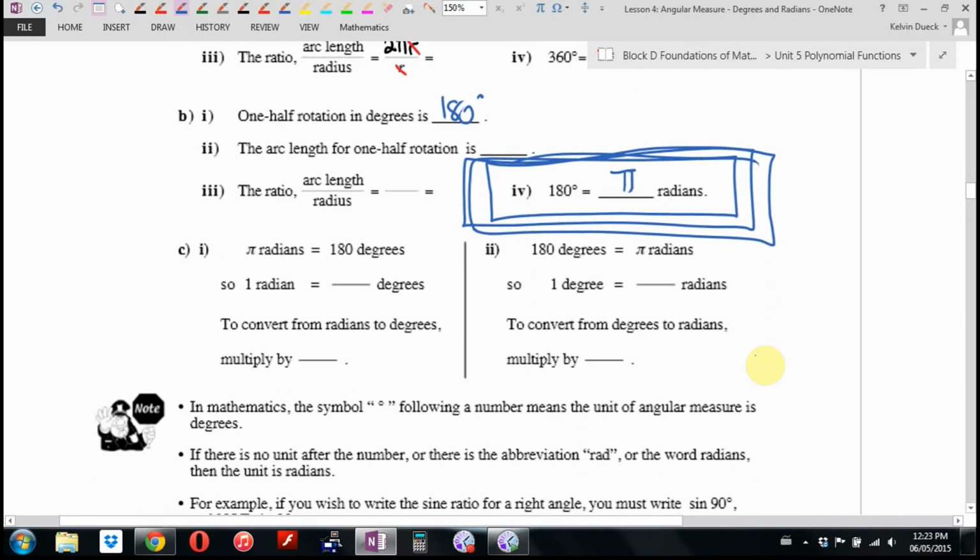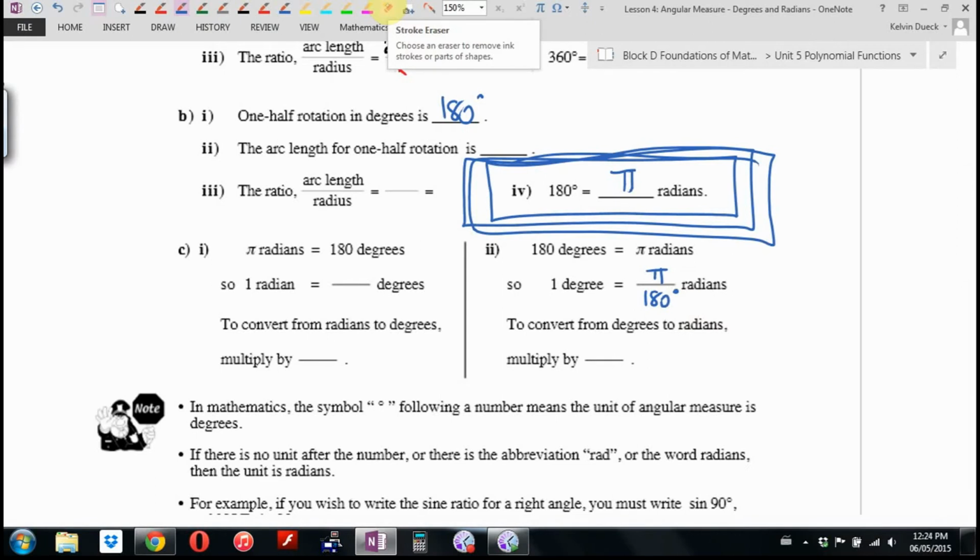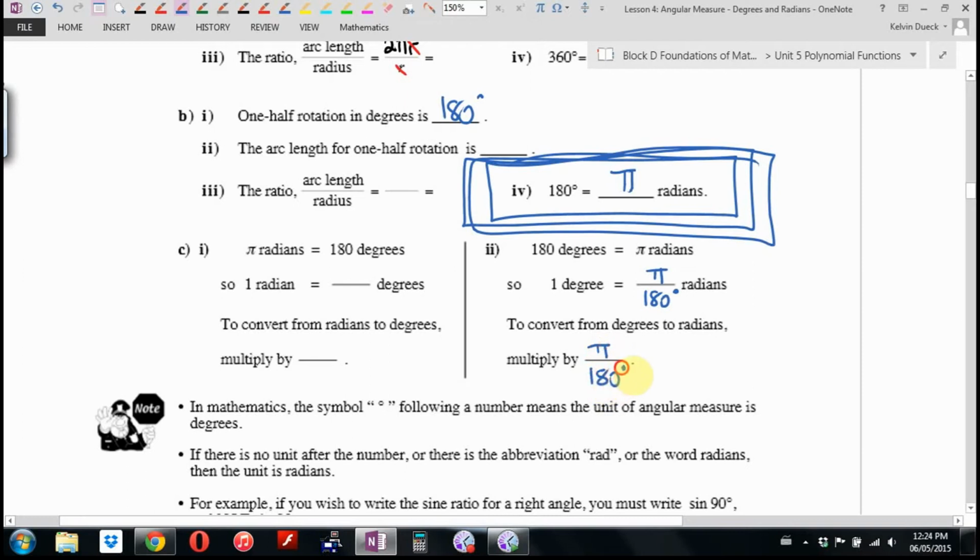Well, if 180 degrees is pi radians, I think 1 degree is, if pi is 180, 1 degree is, sorry, am I doing this right? Pi over 180 or 180 over pi? Yeah, pi over 180. To go from degrees to radians, multiply by pi over 180 degrees.